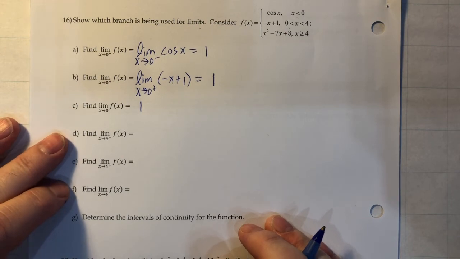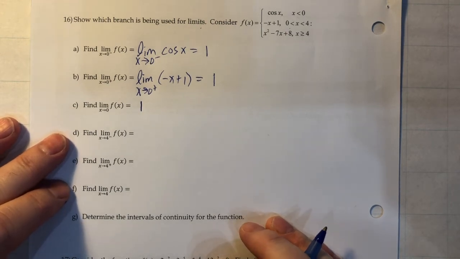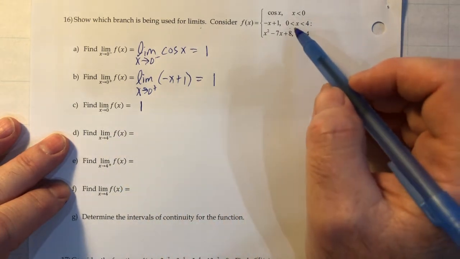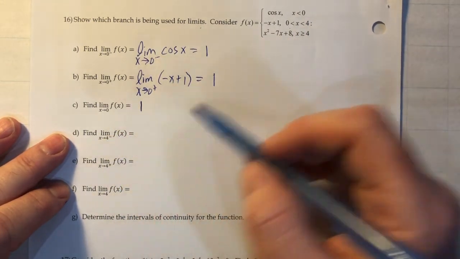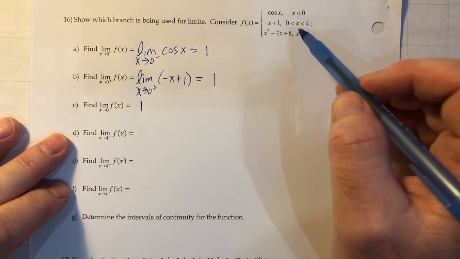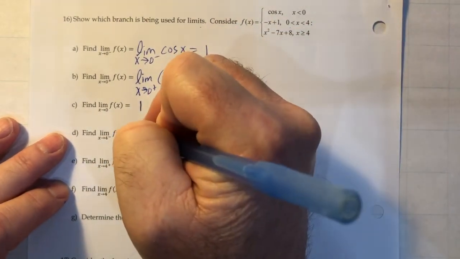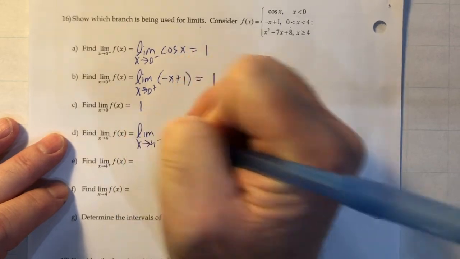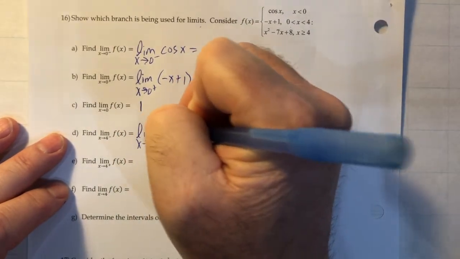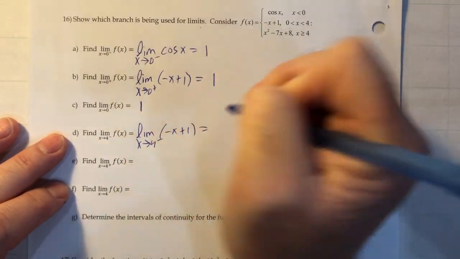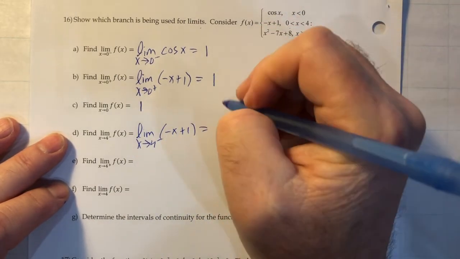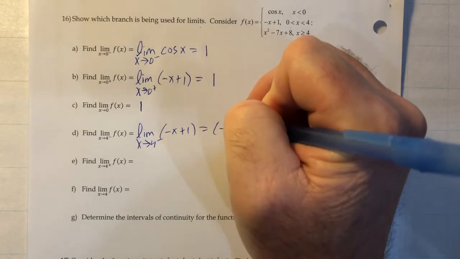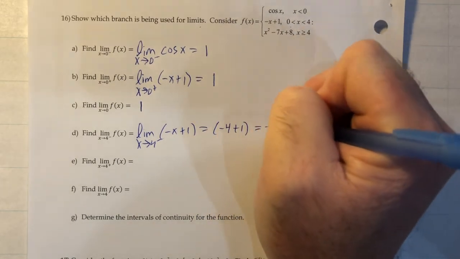Moving on and doing the same thing for 4. If we approach 4 from the left, so smaller than 4, something a little smaller than 4 might be like 3.9, so that would be in here. So we'd be using that middle branch again. So this is the limit as x approaches 4 from the left of negative x plus 1. If you plug in the 4 to that, which you can do because it's a polynomial, it's linear, we end up with negative 4 plus 1, which is negative 3.